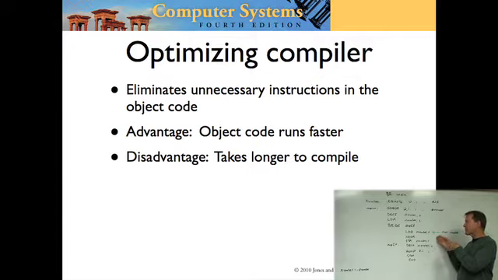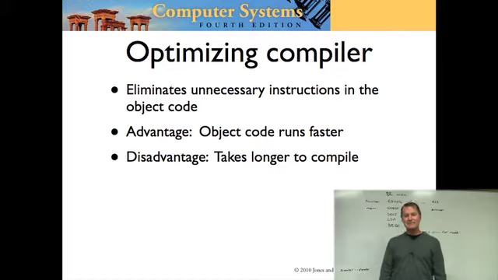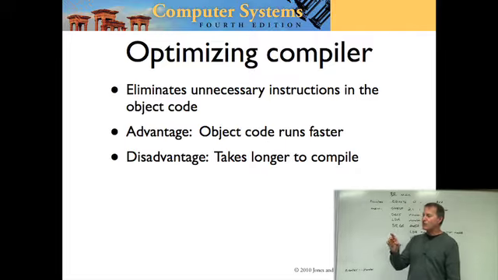But obviously, optimizing compilers take longer to do what? To compile, to translate. On the other hand, the object code that they generate is what? Much faster. Faster to run. So now here's my question, which one's better? Trick question. Which one's better? It depends on what you want.